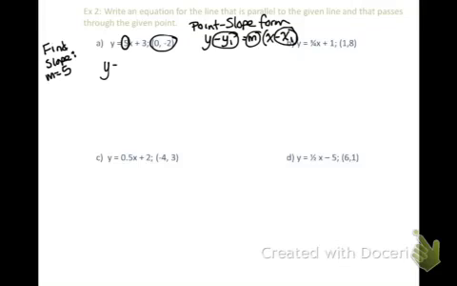y minus, and then you find y1, so that would be this negative 2. So a negative and a negative make a positive: y plus 2 equals m, which is 5, times x minus 0. So that's the point step. Step 1 was find the slope. Step 2 is point slope form.